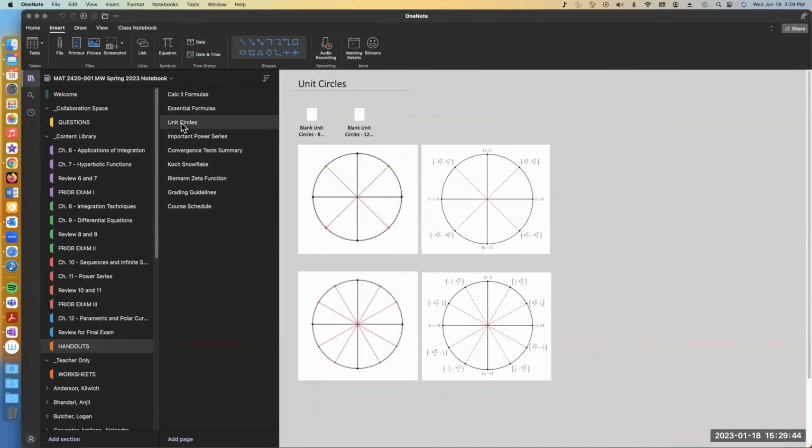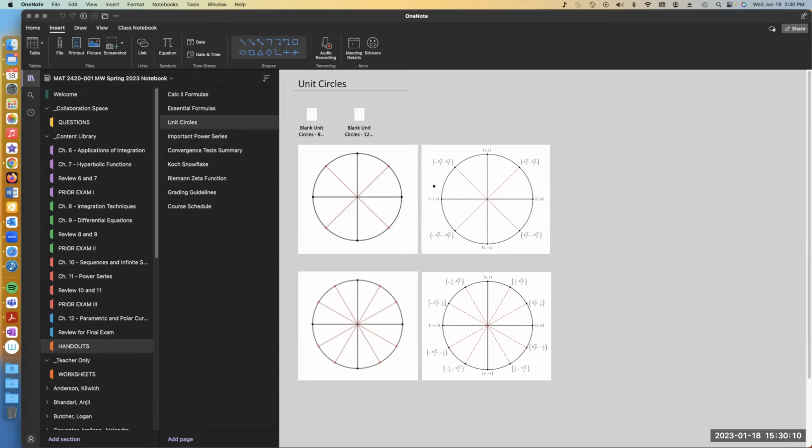Unit circles. The nice thing in Calc 2 is that you finally get to use all that trig that you learned in pre-calc. Calc 1 used very little trig. You learned how to differentiate and integrate sine and cosine and a couple other trig functions, but you didn't really use trig. In Calc 2 and Calc 3, trig is woven in and out all over the place. Every chapter, almost every section, you're going to see trig.